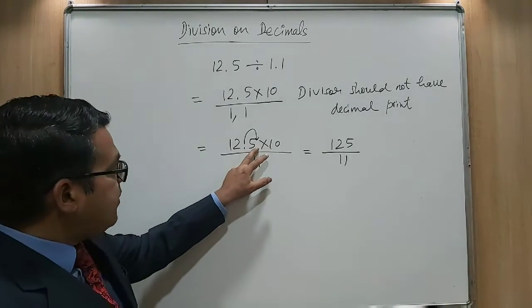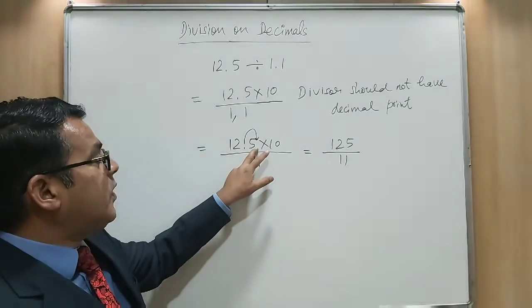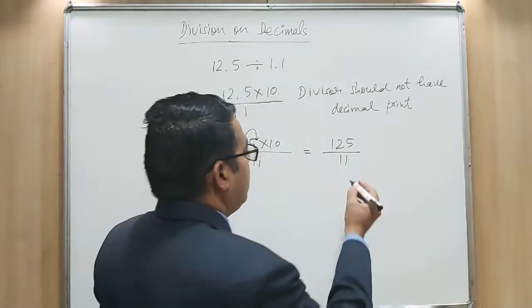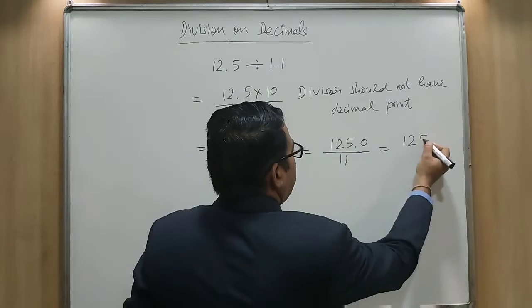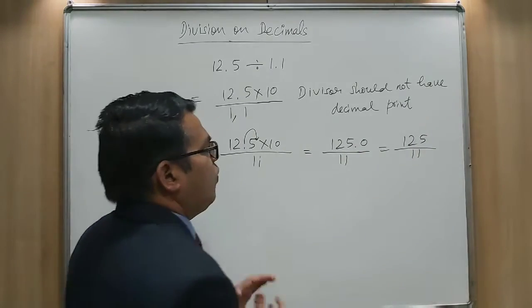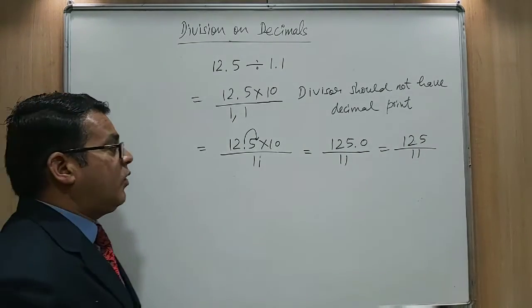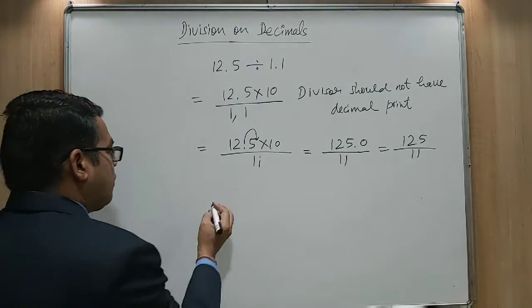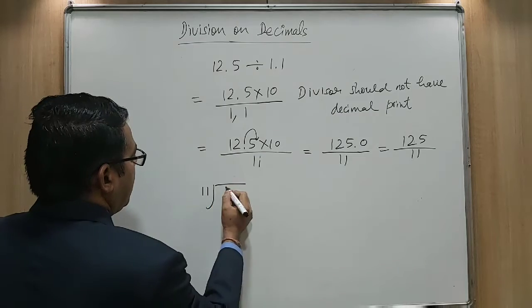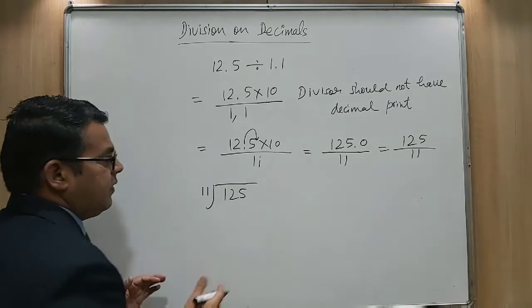After the 5 the decimal point will come, and then we can put 0 here. So we can write it as 125 by 11. No need to write this; you can write it also, but here I am not writing. So now we can divide 125 by 11.